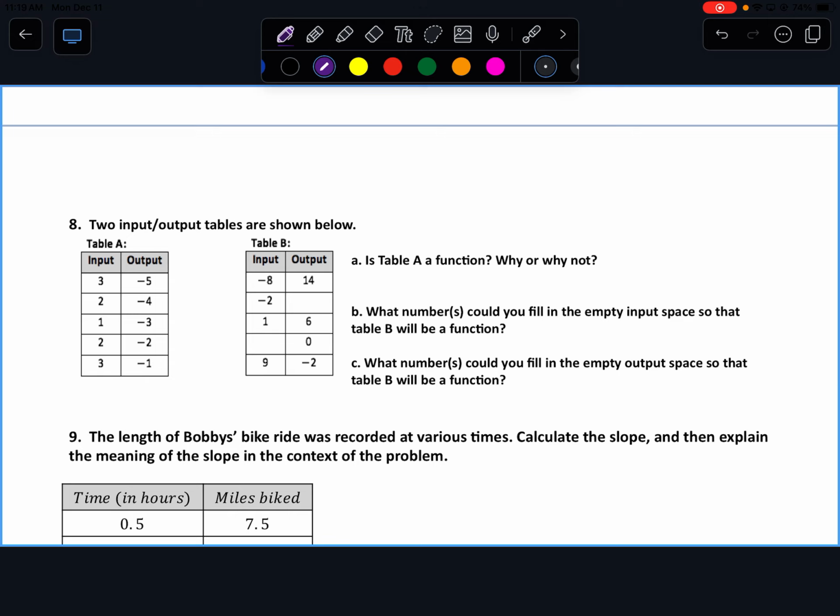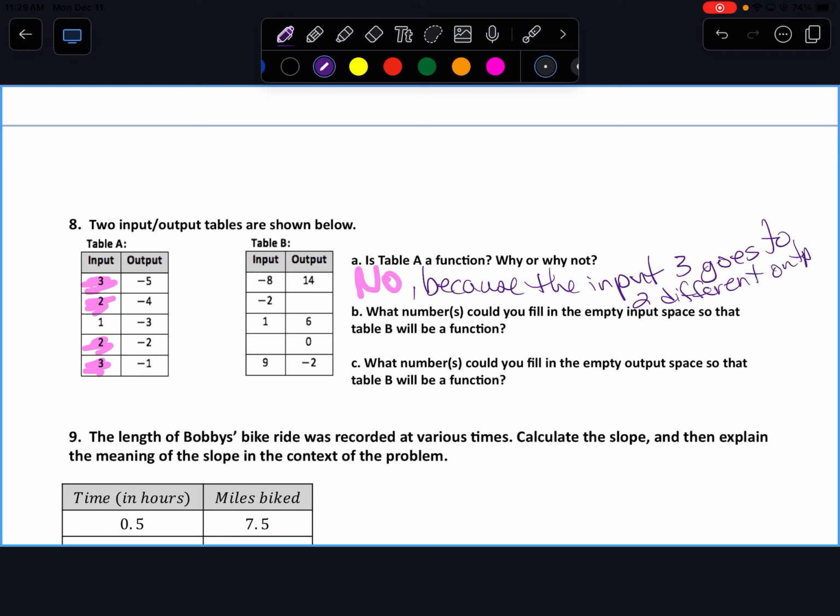Okay, is it a function? Let's look at table A. Is it a function? Well, if I look closely, I have a 3 and a 3, a 2 and a 2. So, no. I should be using a pen instead of using the highlighter. No, because the input 3 goes to 2 different outputs. The same with 2.